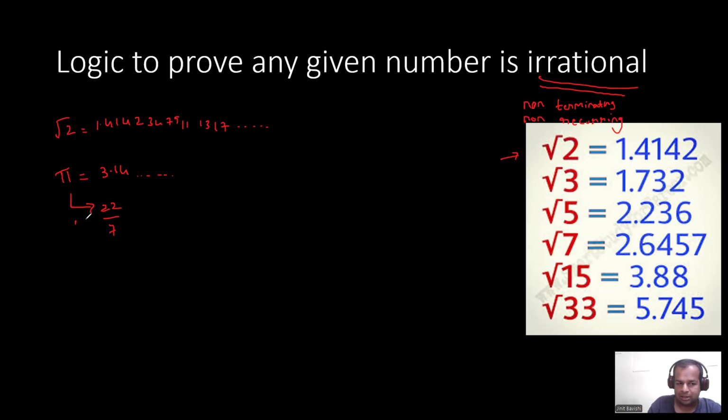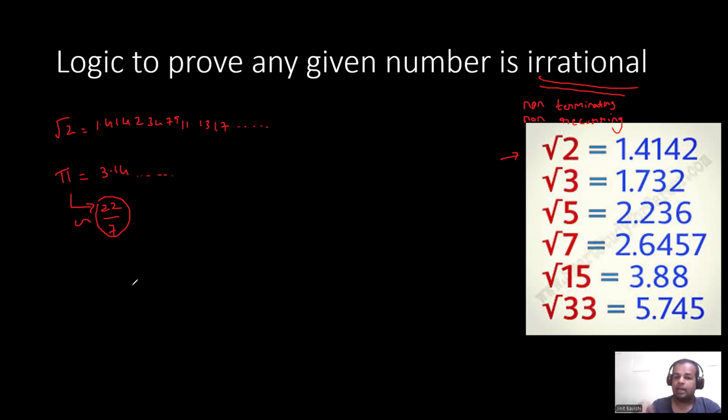We use the approximation symbol to say that pi is approximately 22 by 7. You do not say pi is equal to 22 by 7 because 22 by 7 is technically a rational number. It's in p by q form, right? But pi itself is an irrational number. That's why we are approximating the value of pi as 22 by 7, but in actual form, it is an irrational number. It cannot be written in the form of p by q.